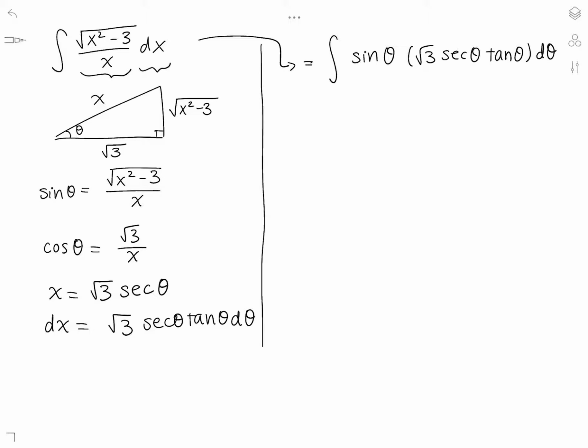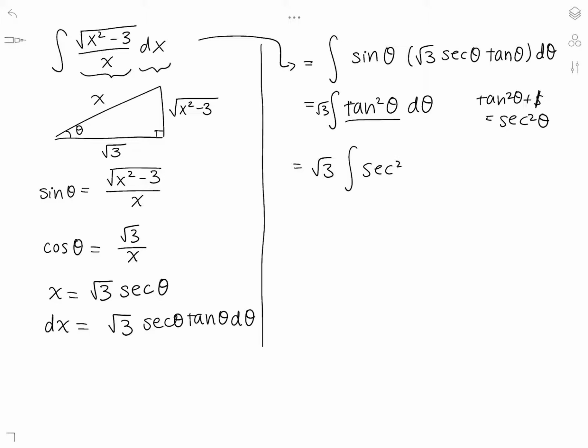Now we can simplify this expression to get sine of theta times secant of theta is also tangent of theta, so we take out the root 3 to get tangent squared theta d theta. Now we can also simplify tangent squared theta by knowing that tangent squared theta plus 1 is equal to secant squared theta. And so what we find is that this is in reality equal to secant squared theta minus 1 d theta.